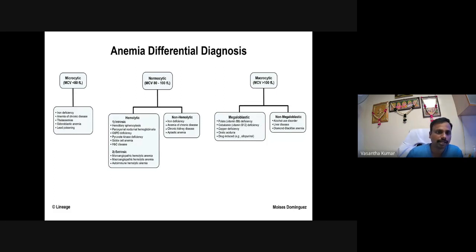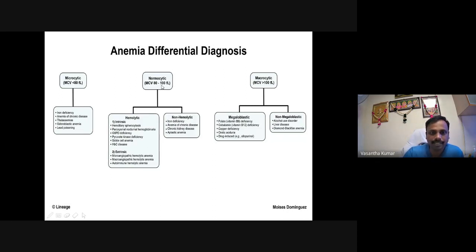So for the classification of anemia, microcytic means remember TICS: thalassemia, iron deficiency, anemia of chronic disease, and sideroblastic anemia. TICS is the mnemonic. The size of the RBC is less than 80. If the MCV is more than 100, the size of the RBC is more than 100. It is called macrocytic. It could be either megaloblastic or non-megaloblastic. Among megaloblastic, it is a B12 deficiency or a folic acid deficiency.